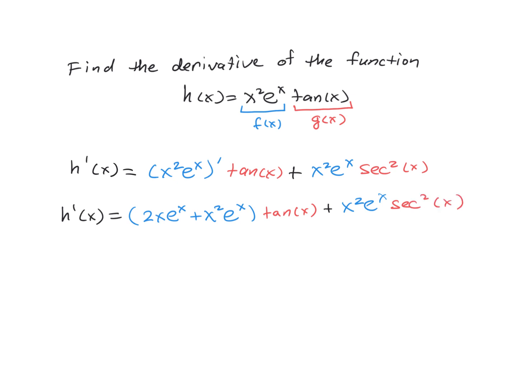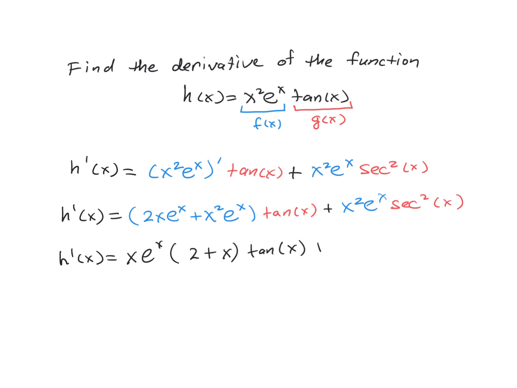And we can simplify this down a little bit. You will notice that all three terms are going to have an e to the x, and they also have one power of x. So you can factor this as h prime of x is equal to x times e to the x, and then what's left over is going to be a 2. Okay, so again, that's going to be x times e to the x times 2 plus just plain x, and that's still times the tangent of x.